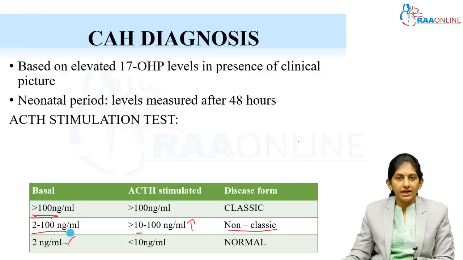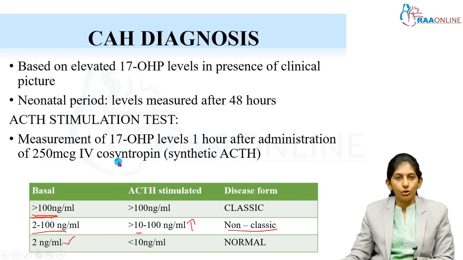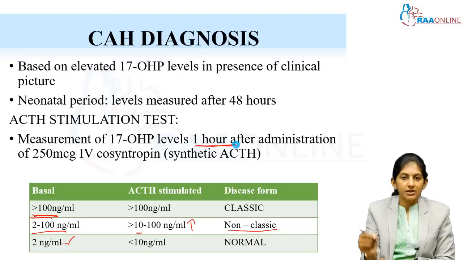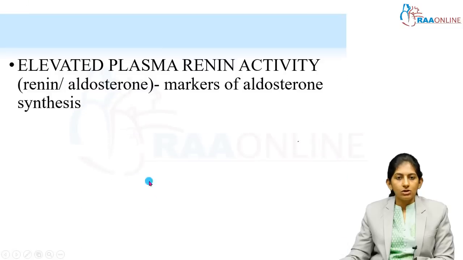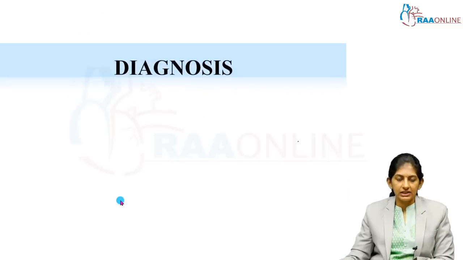So how do you do the ACTH stimulation test? We give IV cosyntropin, 250 microgram is the dose. You measure the 17-OHP levels 1 hour after administration of this cosyntropin, which is a synthetic ACTH, and based upon the results, you can diagnose CAH. Also, plasma renin levels can be taken whenever there is an aldosterone synthesis defect. Elevated plasma renin activity is also seen.